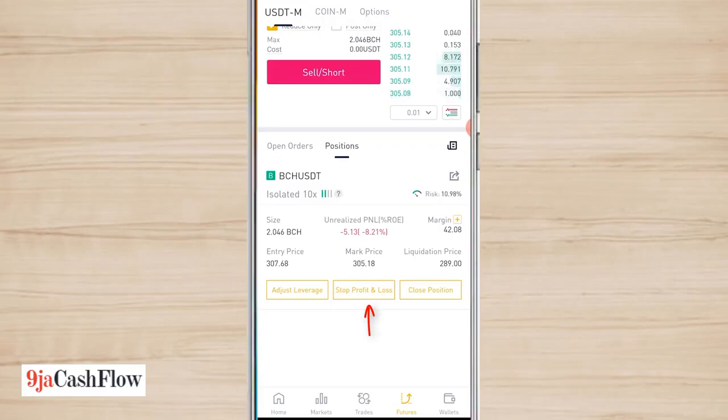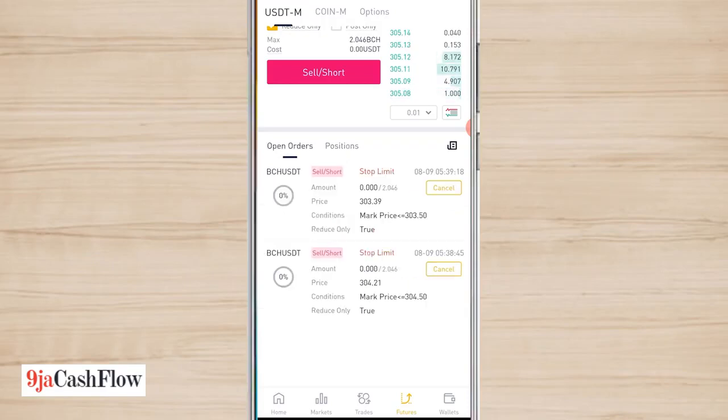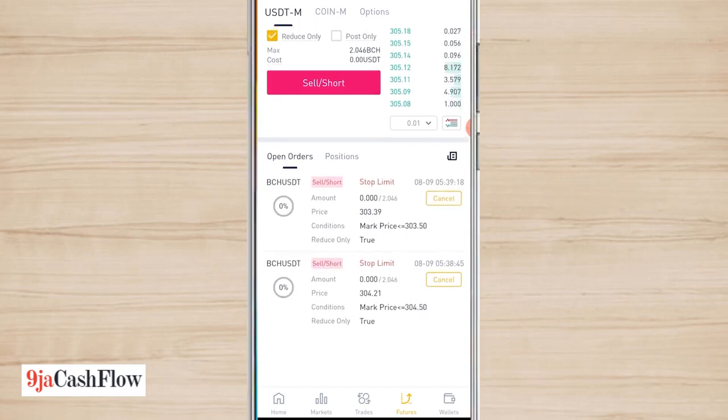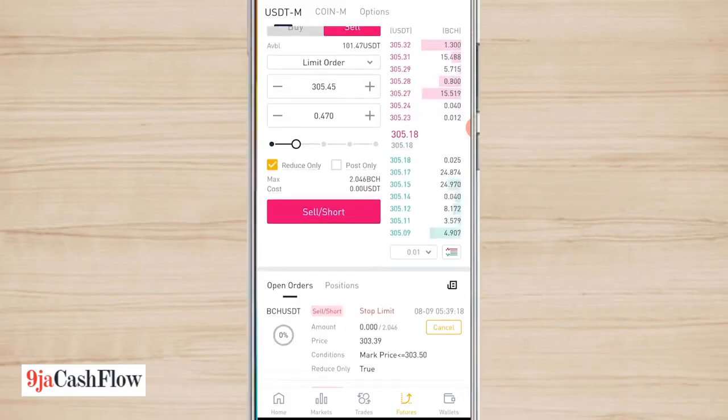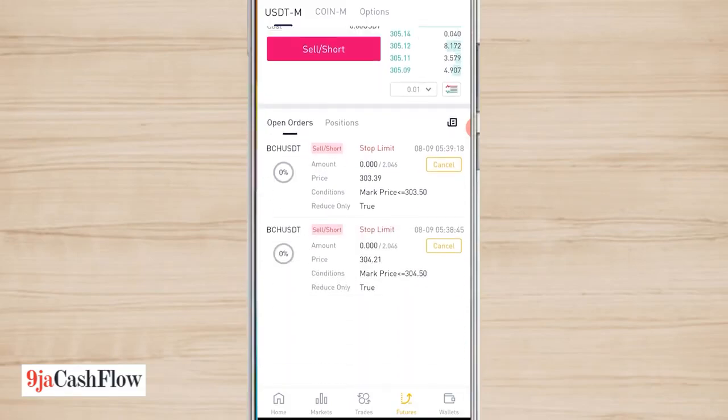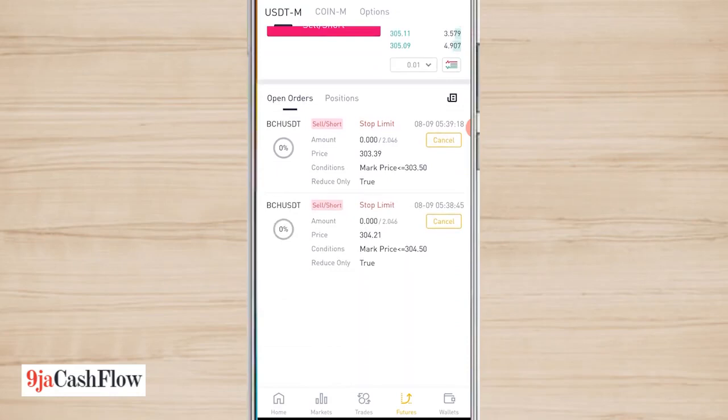But before I show you how to set it, let's look at what I've done. I have my stop profit here. If the price should fall to 303.39, what's the current price? 305.18. If the price should fall to 303.39, my stop loss is going to be activated, and I will cut my loss. It's very important you cut your loss.